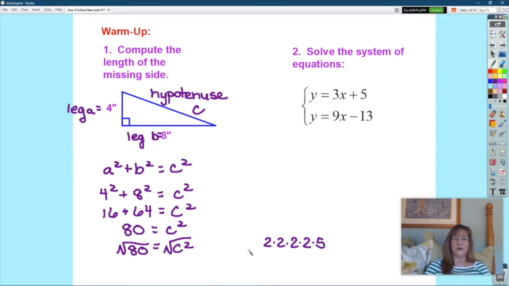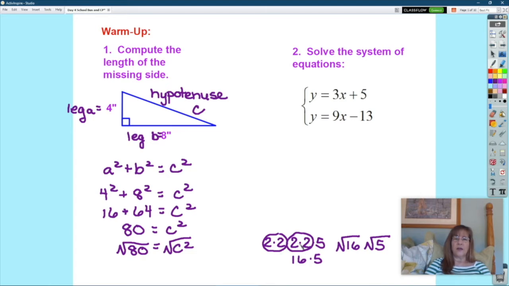So I got 10 times 8. And notice I have 2 pairs of numbers right here. So this is 16 times 5. And then we could break the 80 apart and we could say that this was the square root of 16 times the square root of 5. So I broke it down into prime factors to see this.